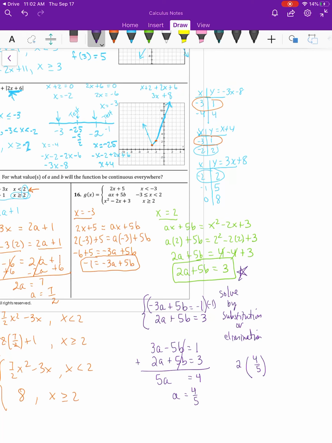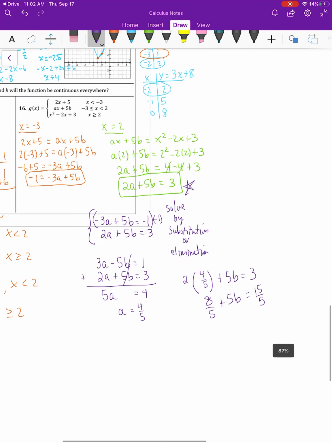2 times 4/5 plus 5b equals 3. So 8/5 plus 5b equals, I want to change my 3 into fifths. So I take my 3, I multiply it by 5, and then I put it over 5. So 15 divided by 5, is that 3? Yes. So 15/5 is 3.